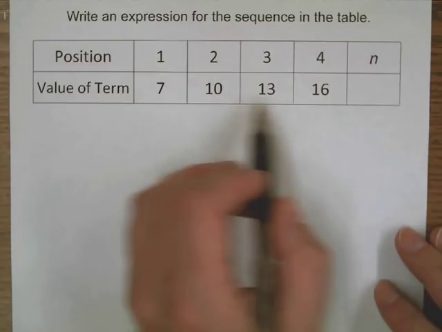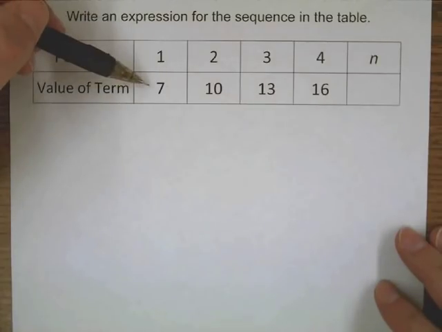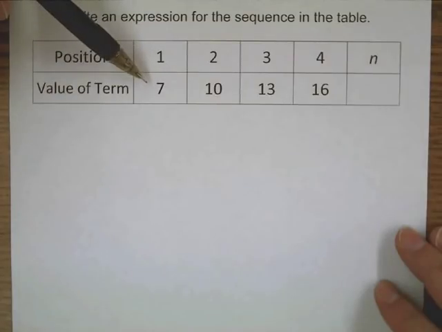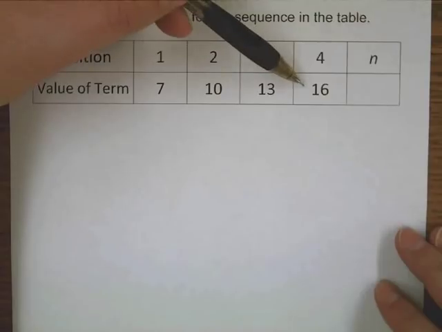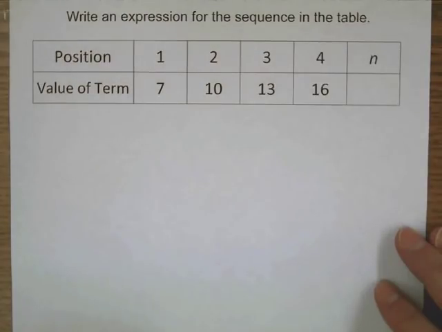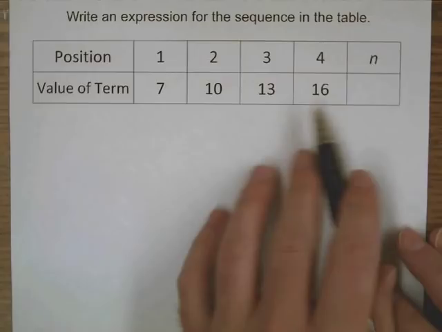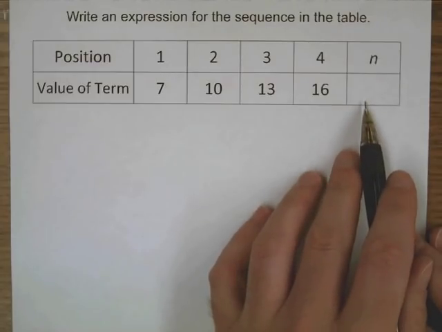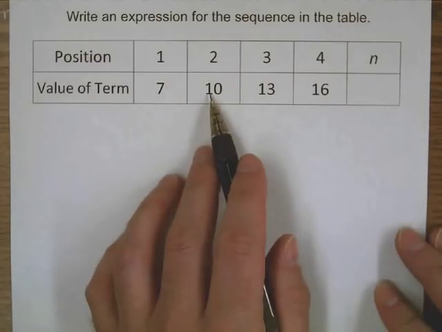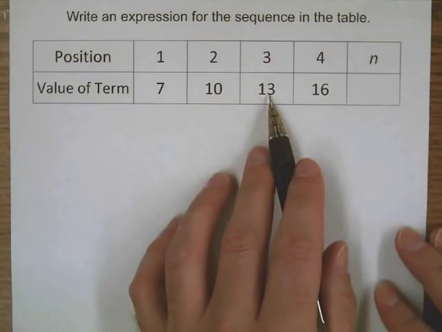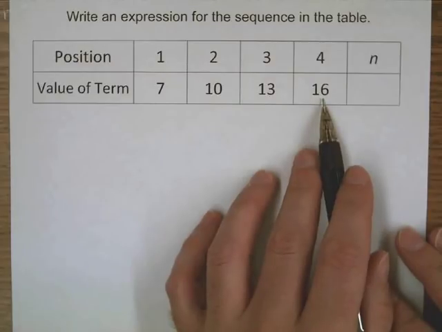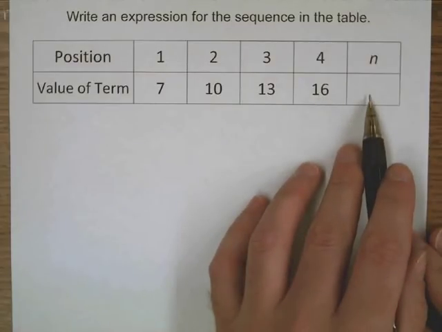I can also show what position each of these numbers is. So here's our sequence. This is the first number in the sequence, the second number, the third number, the fourth number, and so on. Now I could look at this sequence and figure out what the next one's going to be. From 7 to 10, that's going up 3. From 10 to 13, that's adding 3. And from 13 to 16, that's also adding 3. So I'm pretty sure my next number would be 19 because it's adding 3 each time.